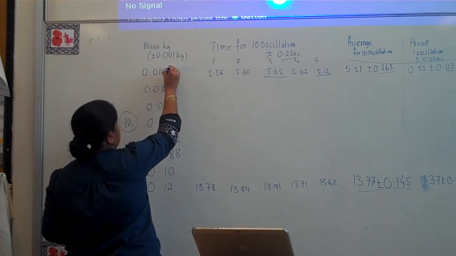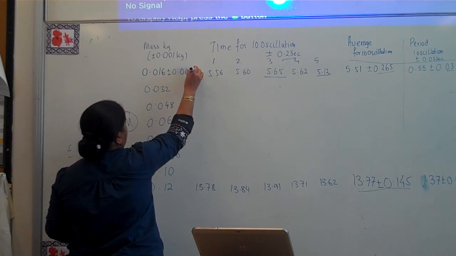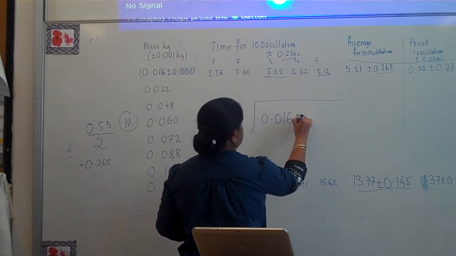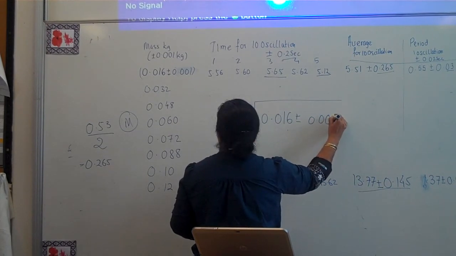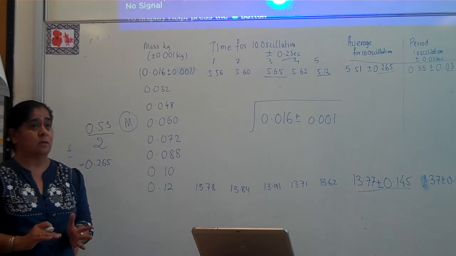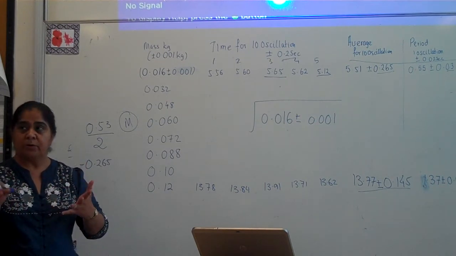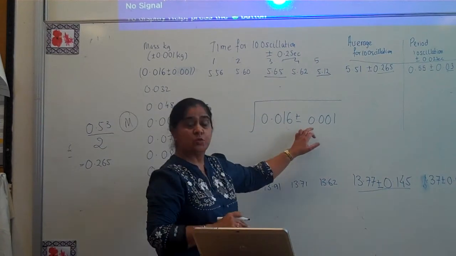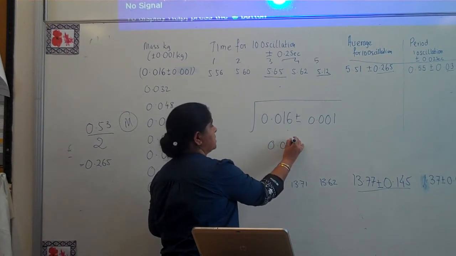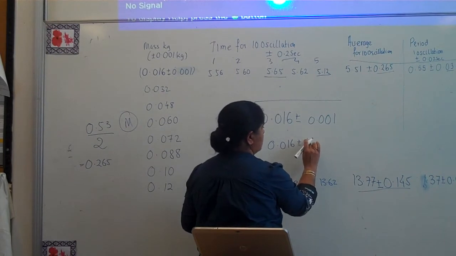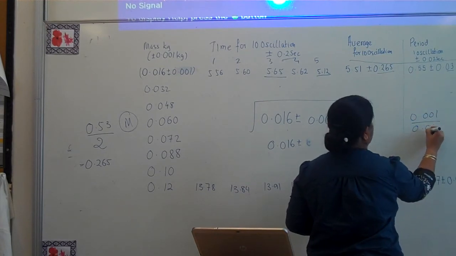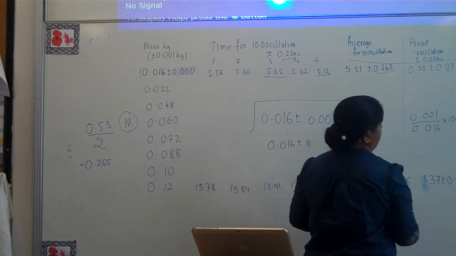So remember what is there? Plus and minus 0.001. And you work out the square root of this, which is 0.016, plus and minus 0.001. So you know how to handle the uncertainty here. It's a square root thing. Yesterday I did go over this, but I will briefly go over it again. So what do I need to do here? Change it to percentage. So I will have 0.016 plus and minus 0.001 divided by 0.016 times 100. And how much does that come to?